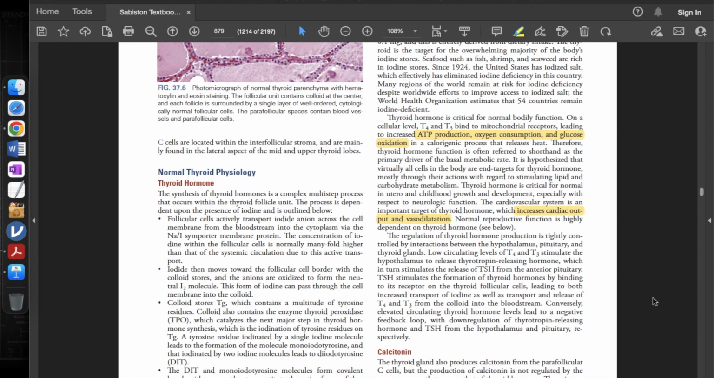The regulation of thyroid hormone production is tightly controlled by interactions between the hypothalamus, pituitary, and thyroid glands. Low circulating levels of T4 and T3 stimulate the hypothalamus to release thyrotropin-releasing hormone, which in turn stimulates the release of TSH from the anterior pituitary. TSH stimulates the formation of thyroid hormones by binding to its receptor on the thyroid follicular cells, leading to both increased transport of iodine as well as transport and release of T4 and T3 from the colloid into the bloodstream. Conversely, elevated circulating thyroid hormone levels lead to a negative feedback loop with downregulation of thyrotropin-releasing hormone and TSH from the hypothalamus and pituitary respectively.